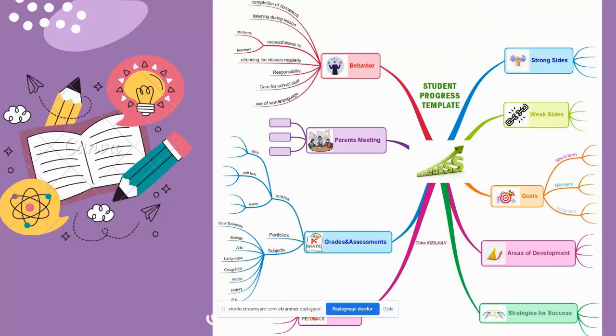And it includes the strategies for success and the feedback process, and the grades and assessments, which includes the scores of quizzes, unit tests, and exams, and also the portfolio information and the grades of the different subjects of the student. And you can also add the documents, your notes of parental meetings, and of course, behavior, and you can use those actually for the parents meeting also as a document. And it includes the completion of homework and listening during lesson, respectfulness to students and teachers, attending the class regularly, responsibility, care for school staff, and use of words and language.